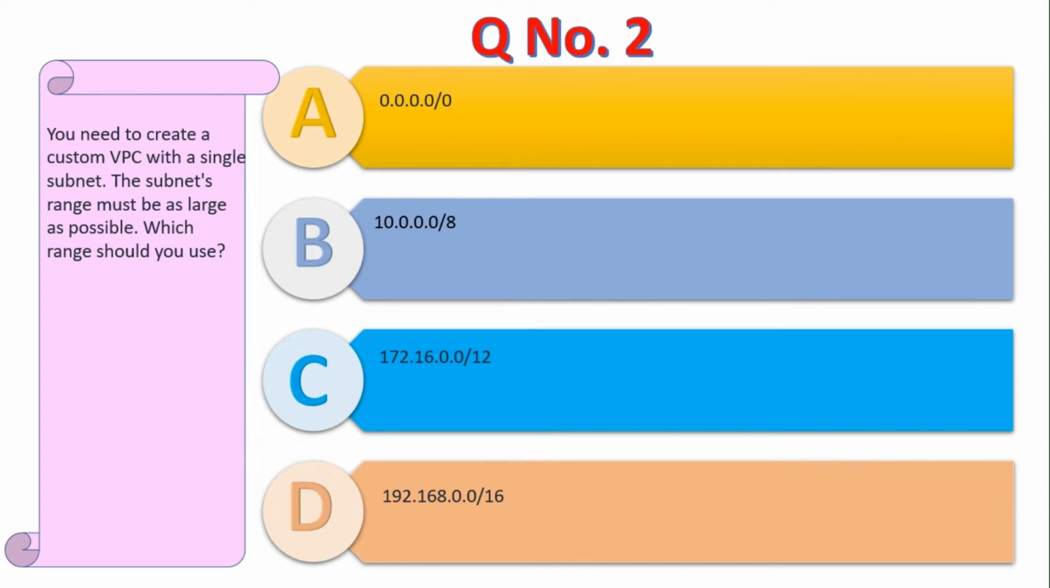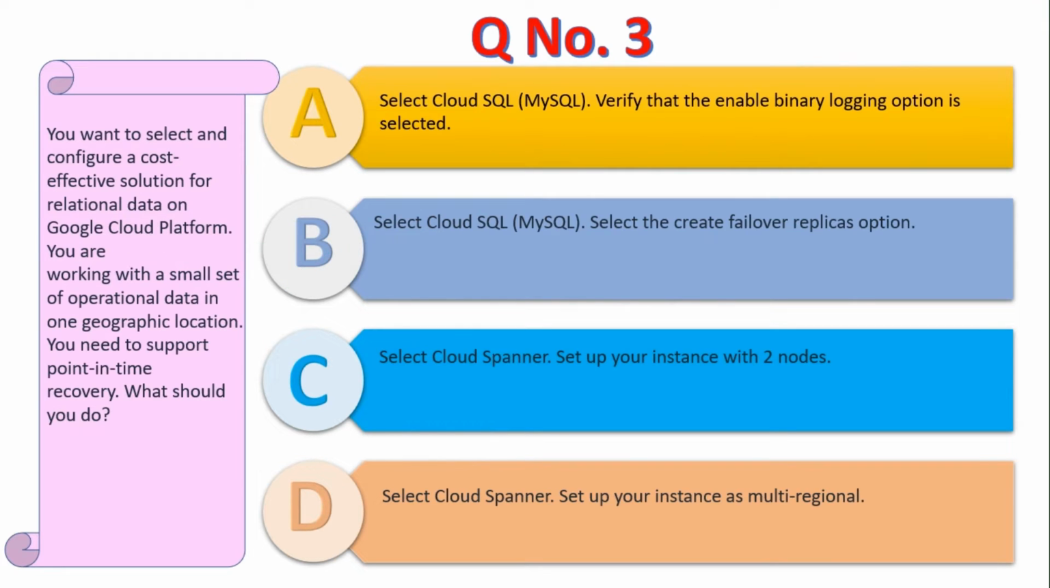Question number two. You need to create a custom VPC with a single subnet. The subnet's range must be as large as possible. Which range should you use? A, 0.0.0.0/0. B, 10.0.0.0/8. C, 172.16.0.0/12. D, 192.168.0.0/16. B is the correct answer.